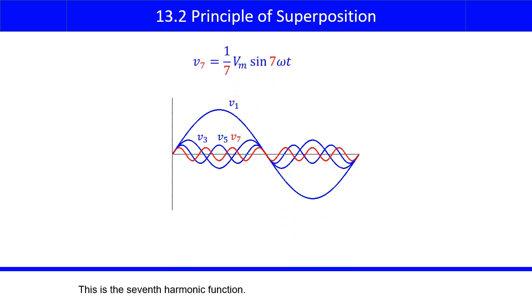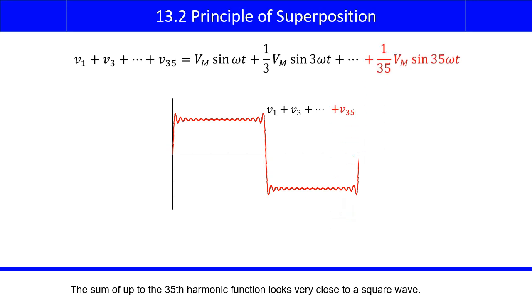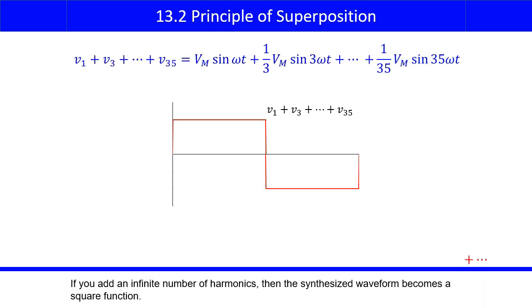This is the seventh harmonic function. The summed waveform becomes closer to a square wave. The sum of up to the 35th harmonic function looks very close to a square wave. If you add an infinite number of harmonics, then the synthesized waveform becomes a square function.